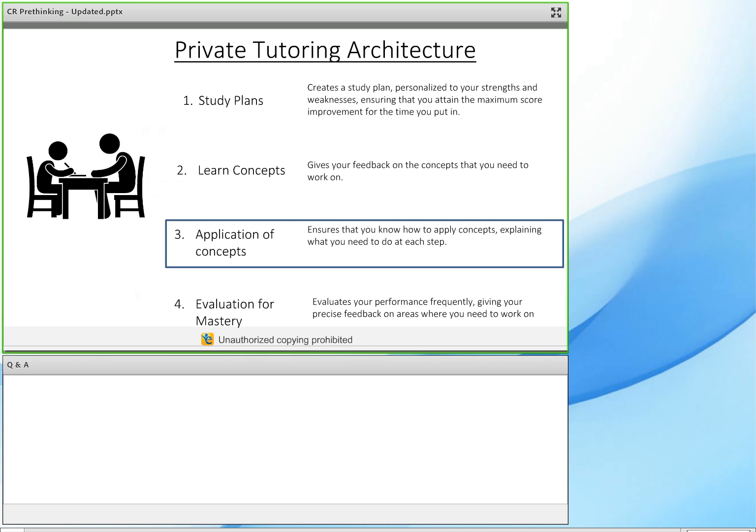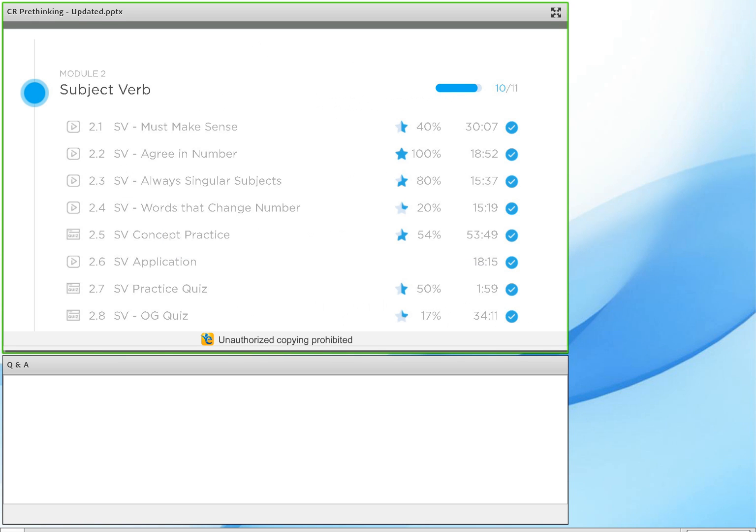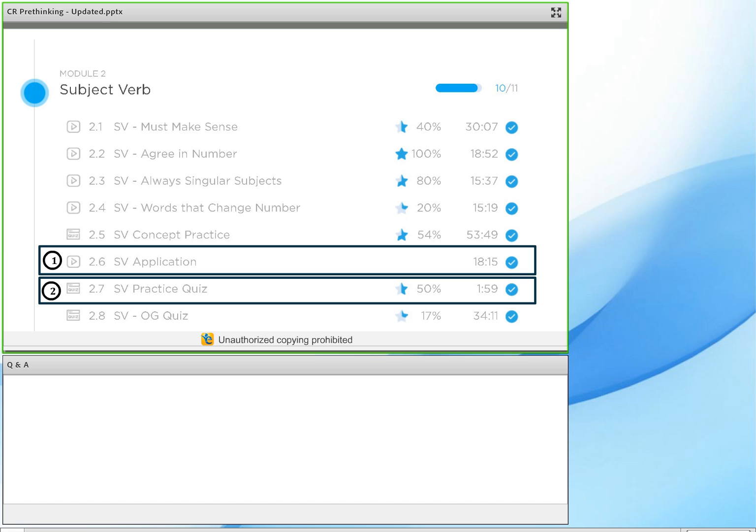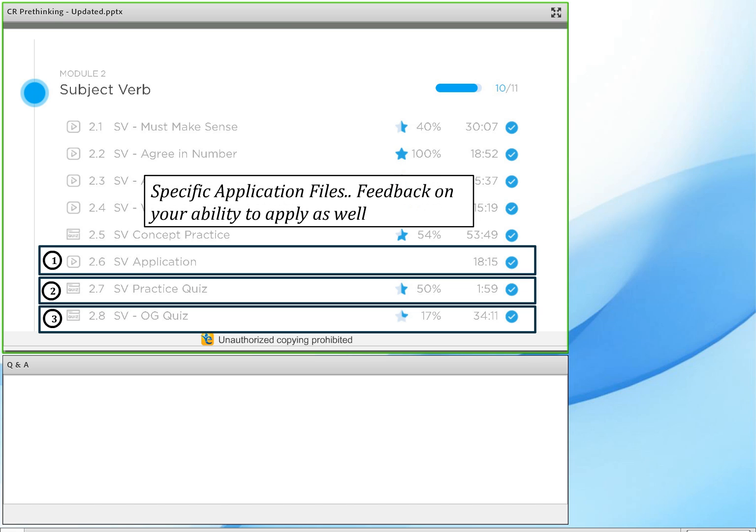Then what a private tutor does, after teaching you concepts, is teach you how to apply those concepts. And to do that, we build this entity called an application file, and it tells you what you need to do in step 1, step 2, and step 3. Then we also evaluate your ability to apply those concepts in a practice quiz as well as an official guide quiz. And again, it works very much like a private tutor would do. We teach you how to apply the concepts, we evaluate you, and then we evaluate you to that next level as well and give you feedback in each one of these.